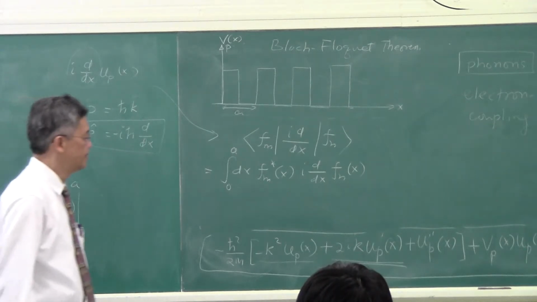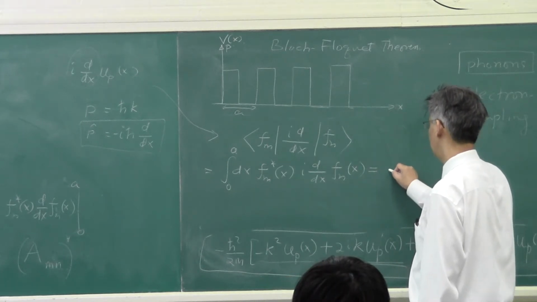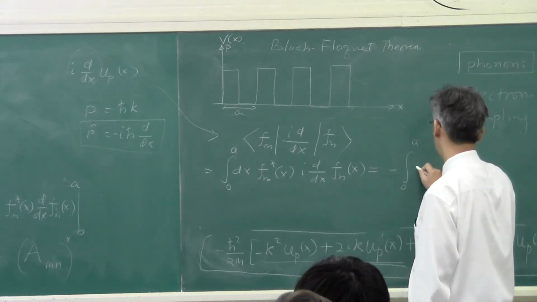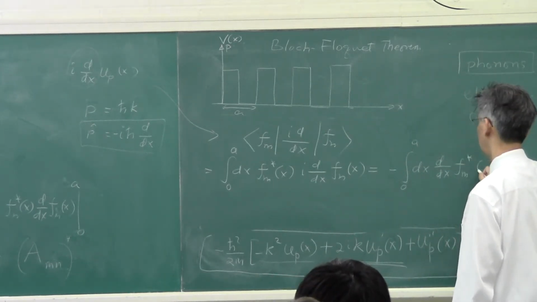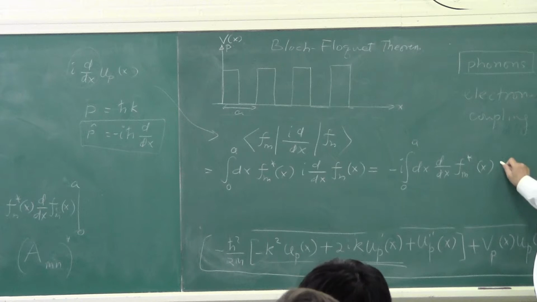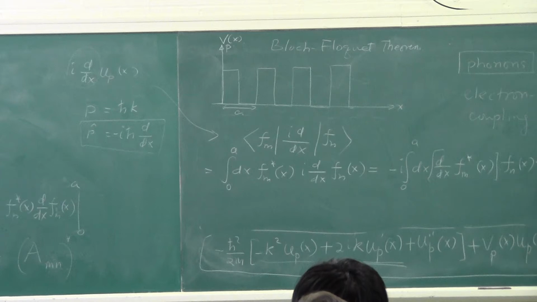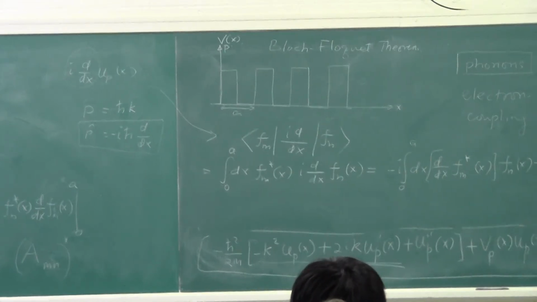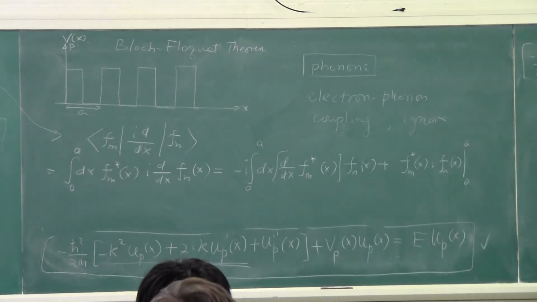Okay? And then if I do integration by parts, I will make this into minus the integral from 0 to a of dx, d/dx of f_m star of x, with an i somewhere out front that I can take out, and then f_n of x. And then of course there is a leftover term that comes from f_m star x i f_n x. This is the leftover term.